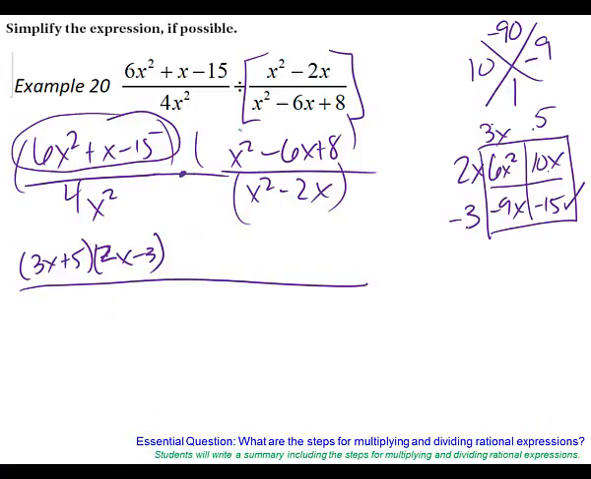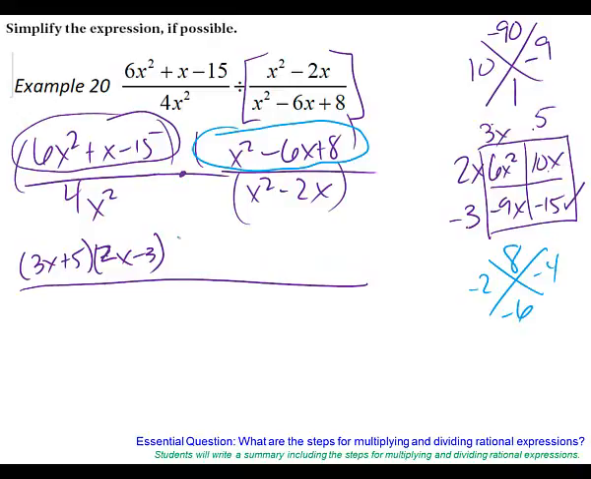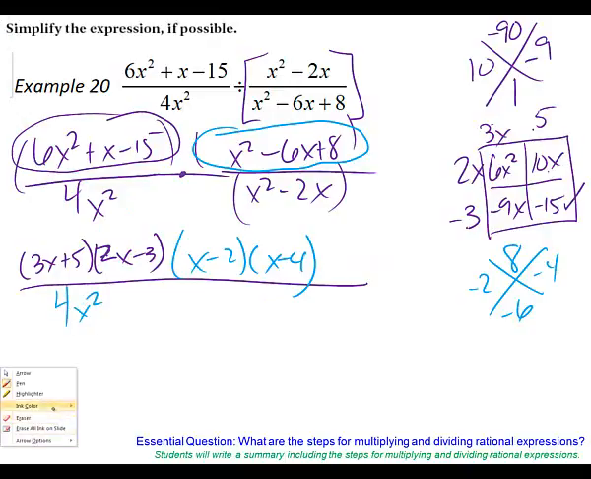All right. Let's look at this one right here. What do I need to do for that one? Magic X. Good. Two numbers that multiply to 8 and add to negative 6. Negative 4 times negative 2. Okay, do we need a box? Nope. So x minus 2 times x minus 4. Do I do anything with the 4x squared? Nope, write it down.